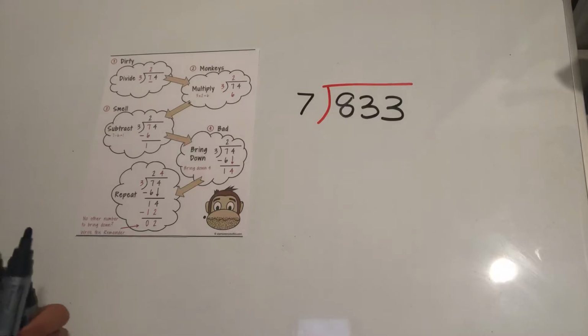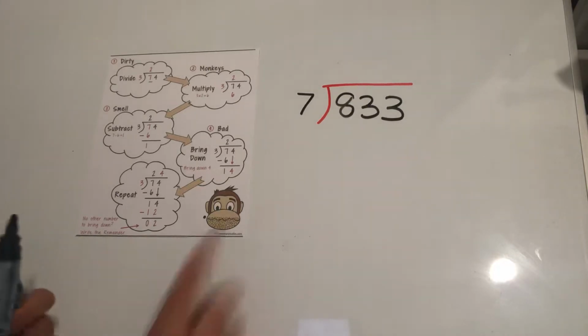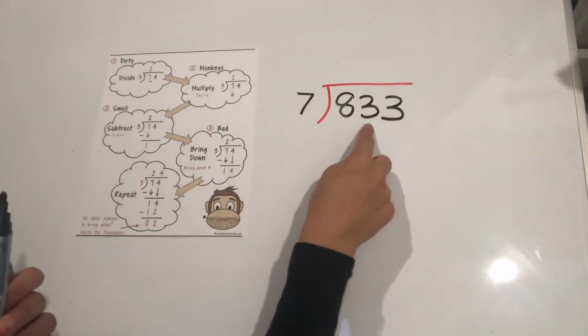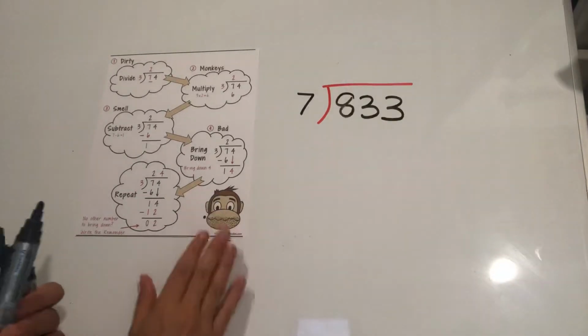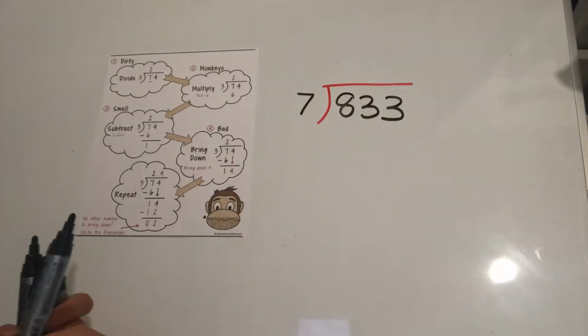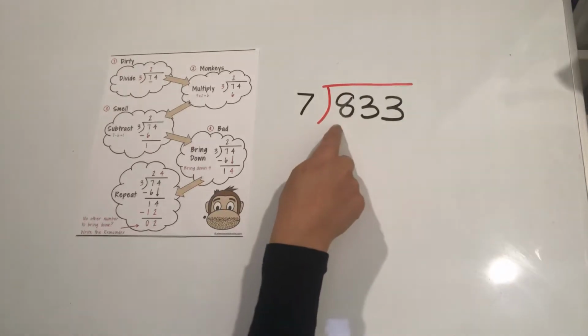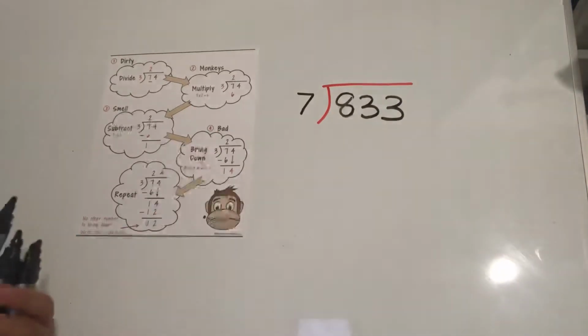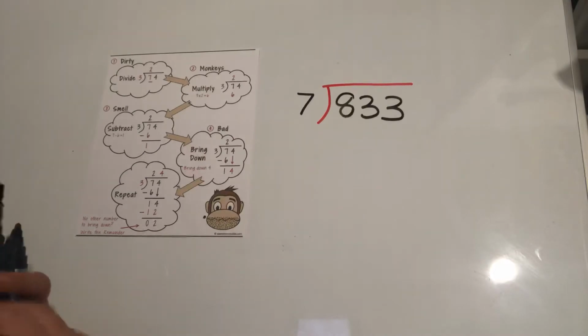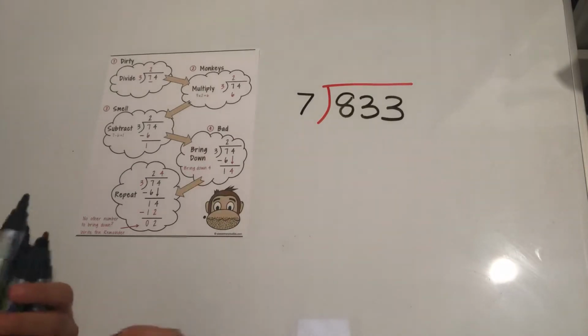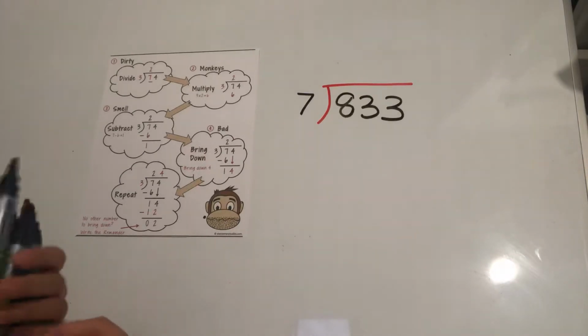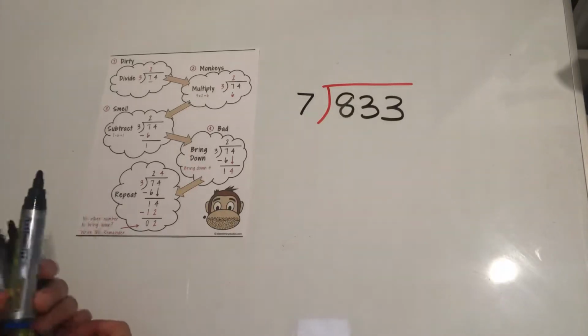So we know 833 is made up of 800s, 3 10s and 3 1s. So our first step is starting with our largest place value, which is our hundreds column. So can we share 8 amongst 7? Thinking, how many times does 7 go into our 800s? Now 7 can only go into it once.